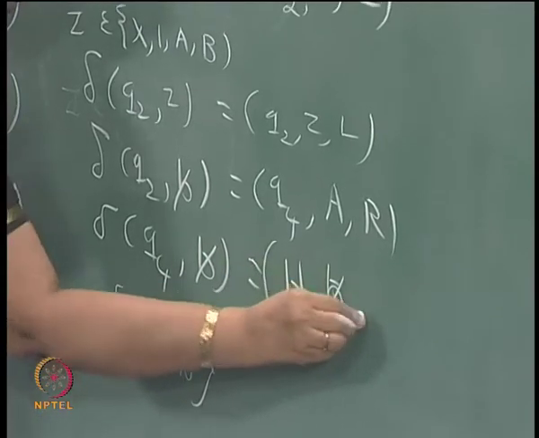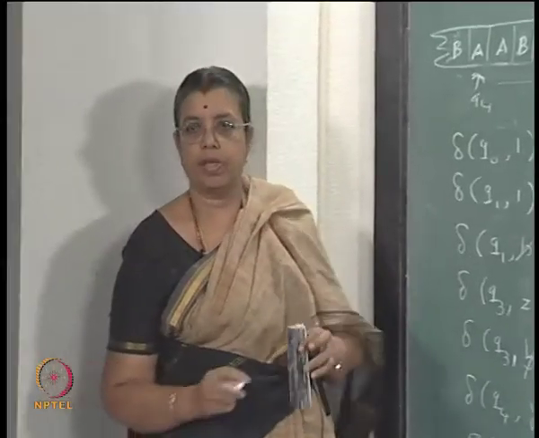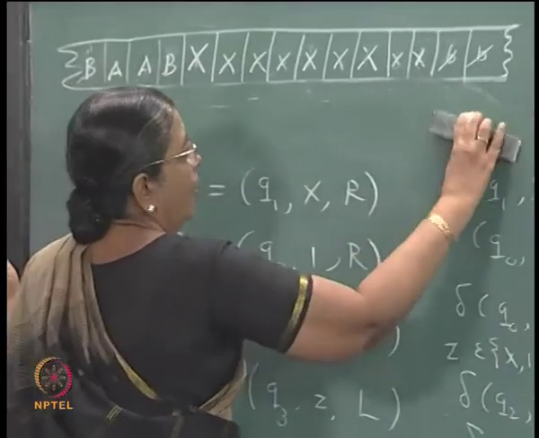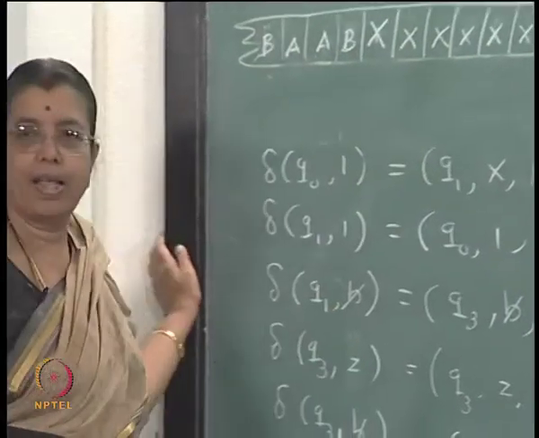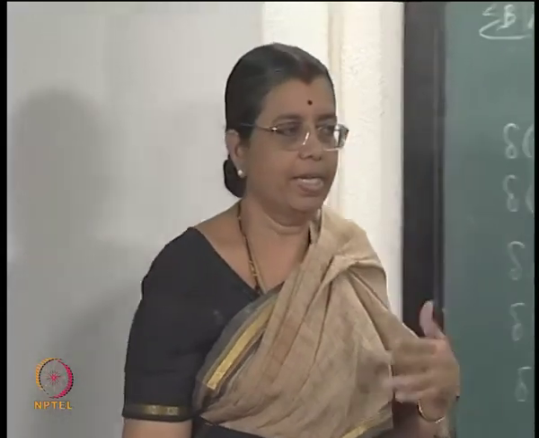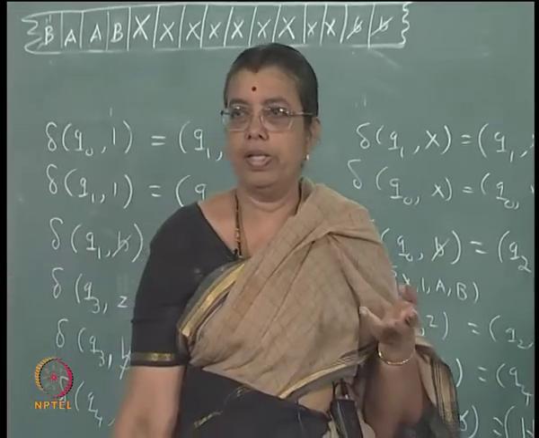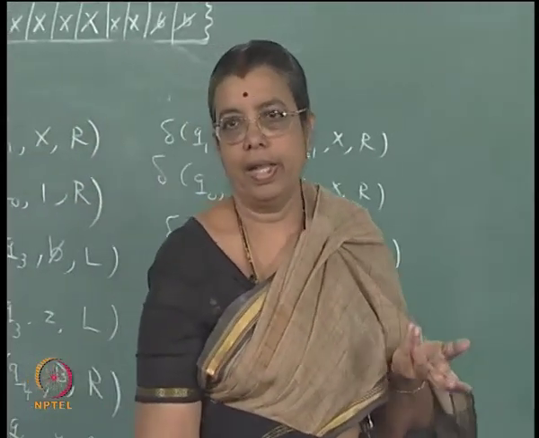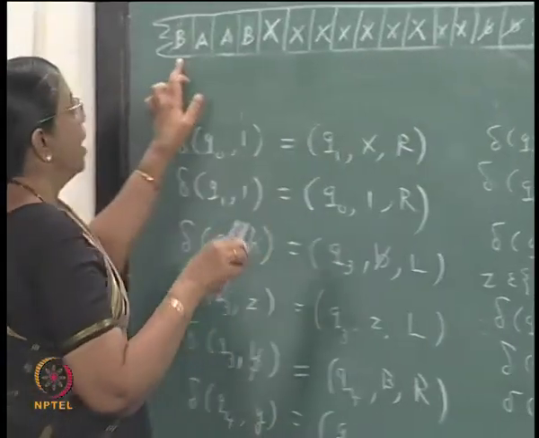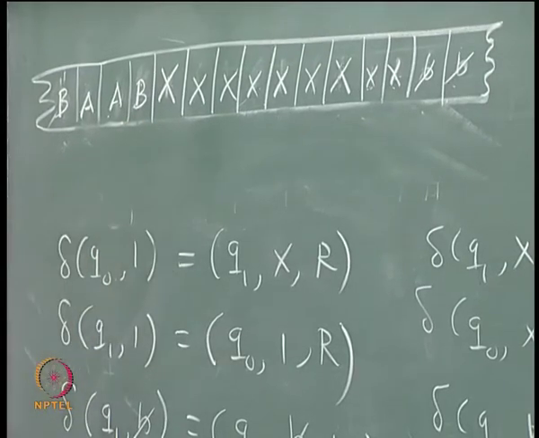Blank again, you do not do anything with the blank. You go to the halting state and halt. Usually after the work is done, you go to a halting state and that is denoted as H. After the computation is over, the machine halts, right. So, now all the ones have been changed into X and you have the binary representation of the number. This is a unary to binary converter.